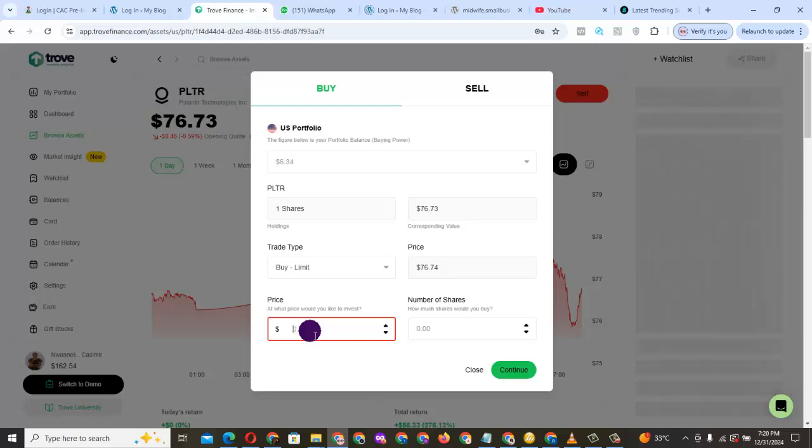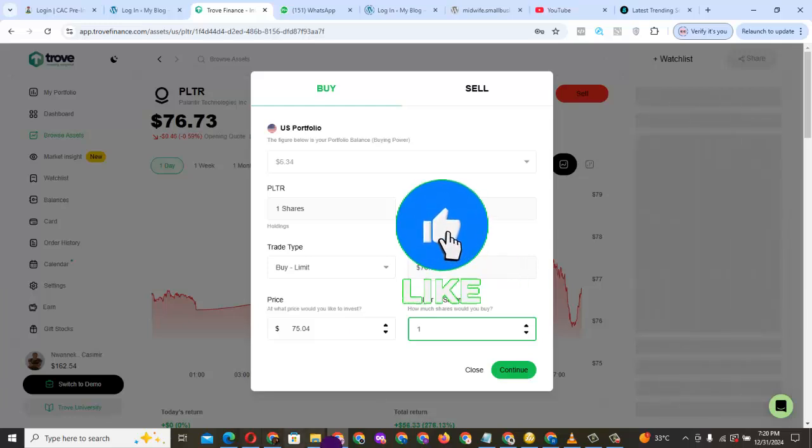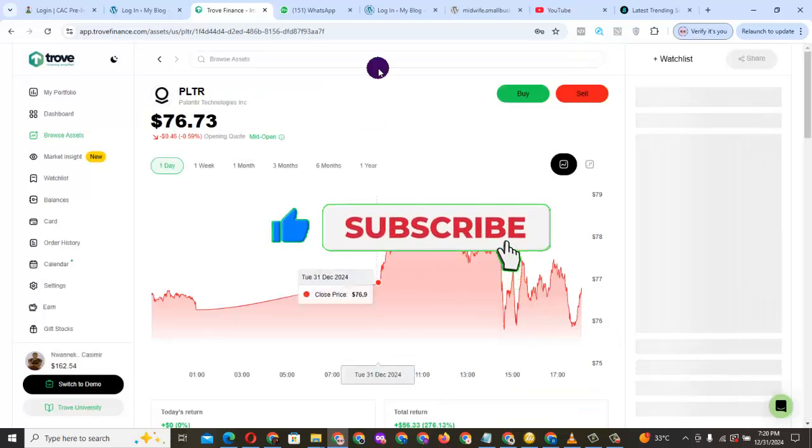So you can decide to say, okay, you want Palantir to be at $65.64 for you to buy, and then you have to put, probably you want to buy 2 units, or 3 or 10 units. So right now it is 76.74, and you are setting it so that once it drops to 75.04, it should trigger. This is the limit option, and I use this very often because it's so profitable, because the market is always up and down. So this is how you can use the limit options to buy any of the stocks.